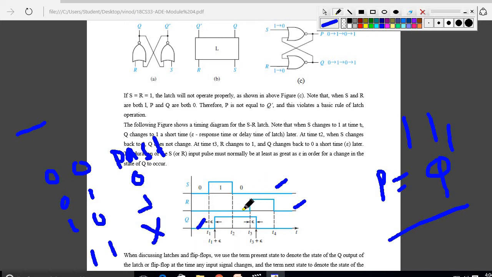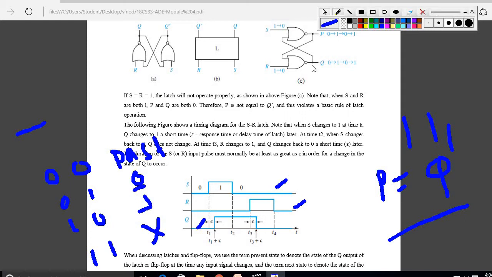But here 0 0, no. So if here it is 0, S is 0, R is 1, so output should be 0. We'll get a reset value. But at this particular time T3 we are not getting 0, right? It will take some time to fall from 1 to 0. That is what I mean by the epsilon value.